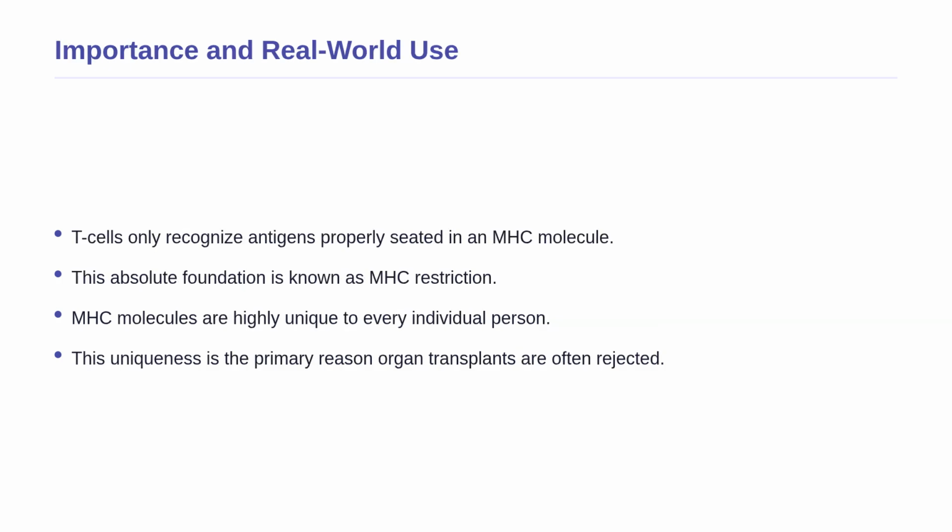You might be wondering, why does this complex presentation system matter so much in real life? Without MHC molecules, our adaptive immune system would be paralyzed. T cells cannot recognize free-floating antigens. They only see them when properly seated in an MHC molecule. This is known as MHC restriction. Furthermore, because every person has a highly unique set of MHC molecules, a transplanted organ from a stranger looks like a massive foreign invader. This is why finding a match for bone marrow or organ transplants is so difficult.